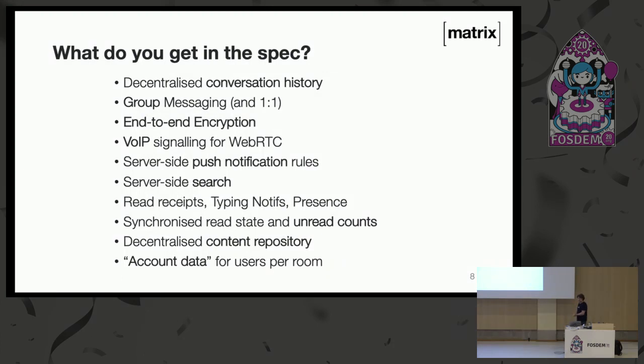What do you get in the spec? You get some decentralized conversation history, group messaging as a first-class citizen, obviously end-to-end encryption, that's why we're here, right? So end-to-end encryption, we began in 2015 by implementing Olm as the double ratchet algorithm used by Signal, originally called libaxolotl at the time. We implemented our Apache license version of it. And then we added Megolm the next year in 2016. And since then, we've been chipping away at it, trying to get it to parity with the non-encrypted flavor of Matrix so that we could turn it on by default for private conversations.